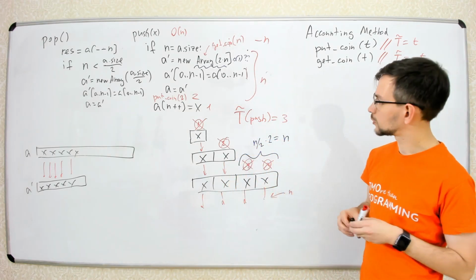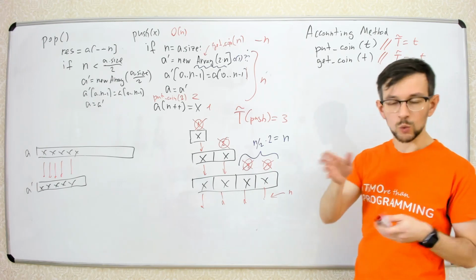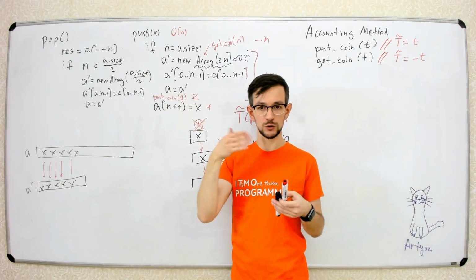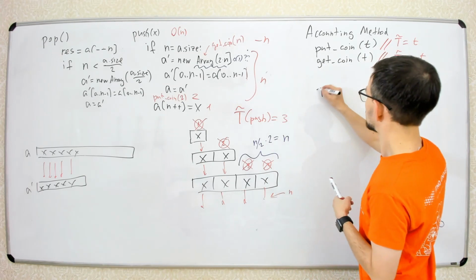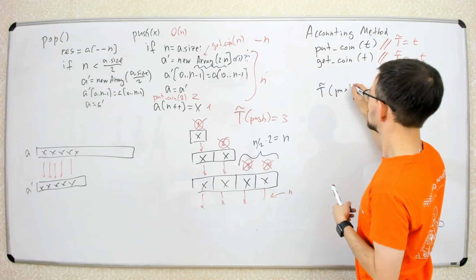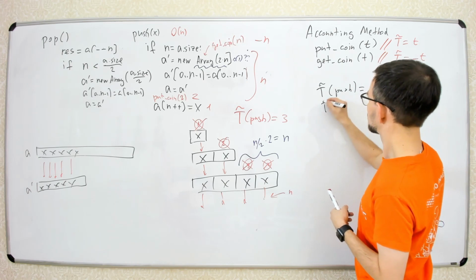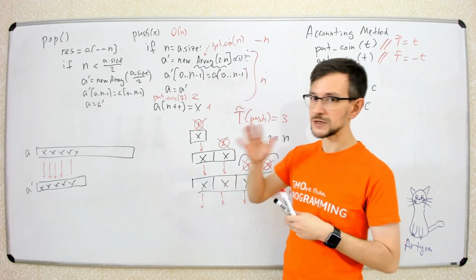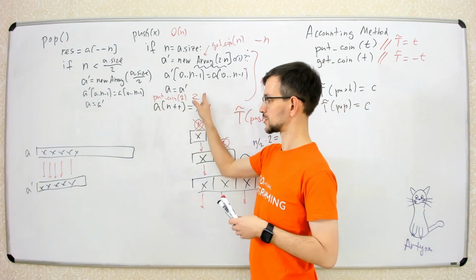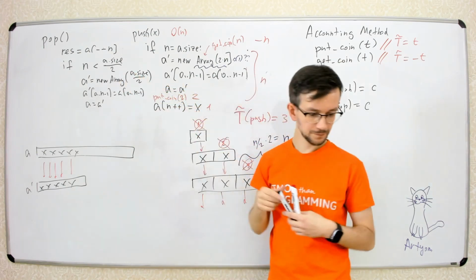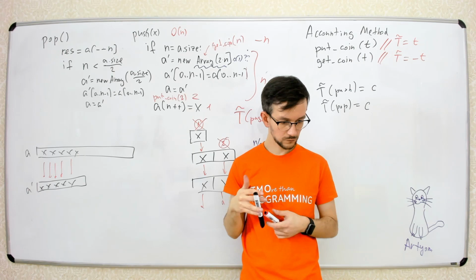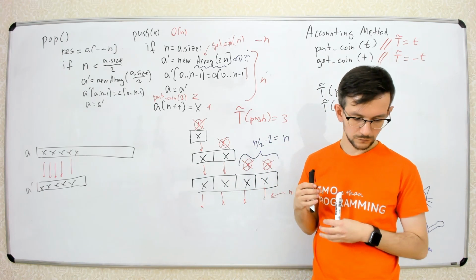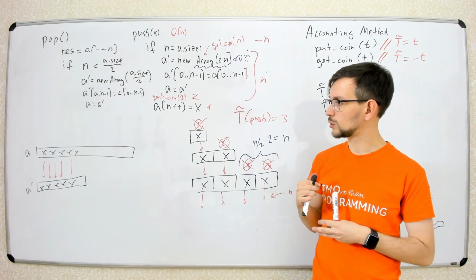What happened before? What do I want? I want both operations to have amortized cost equal to some constant. I want the amortized cost of push and the amortized cost of pop operations to be constant. Will the amortized cost be constant for these two functions if I have this condition here? No, actually, it won't be constant.